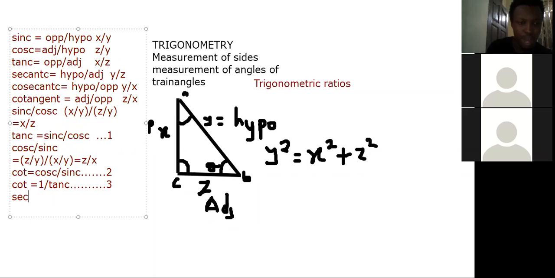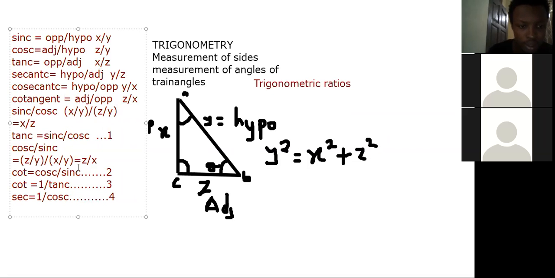Looking at the calculation we've done here, what is sec? Sec is hypotenuse all over adjacent, so sec is equal to y all over z. But looking at sec, y all over z, and cos, z all over y, can you see some relations here? So can we now conclude that sec is equal to 1 all over cos C? Can you say it that way?